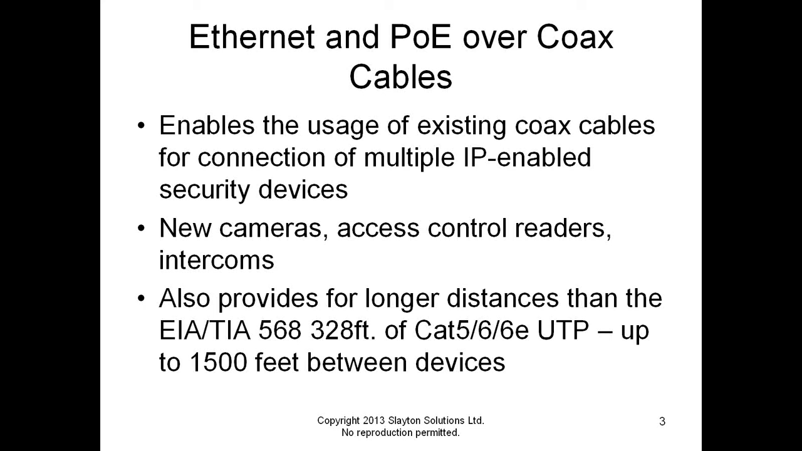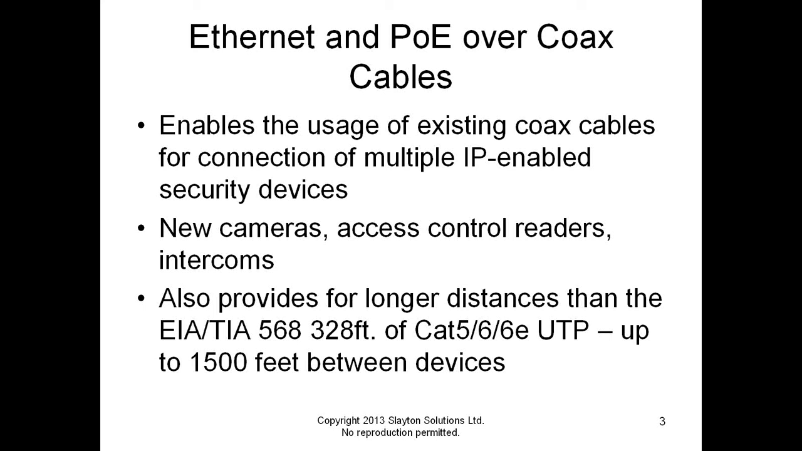The other thing that's important about the ability to use coax cable and to transmit Ethernet is that it can provide much greater distance than Cat5, Cat6, Cat6e UTP cable, which is limited to that 100 meters or 328 feet, which was discussed in an earlier webinar. When we go to coax cable, we can go up to 1,500 feet between the head-end device and the remote devices. This is a tremendous advantage if we need those longer distances.